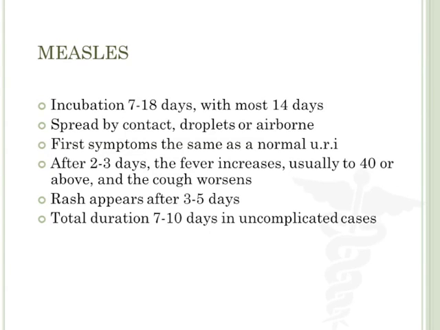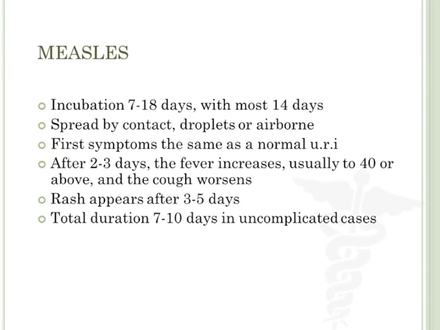Incubation period is 7 to 18 days, but that's what the books say. I think pretty close to 99%, it's just about 14. It's spread airborne by contact from coughing droplets. Starts out like any normal cold. You don't notice the difference in the first few days, but after 2 or 3 days, instead of either hanging on or getting better, it gets suddenly worse. Fever rises rapidly to over 40 degrees often. It'd be 104 or 105 in our Fahrenheit system. And then after the third or the fifth day, the rash comes out and it becomes obvious measles.